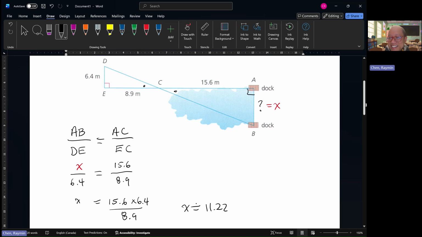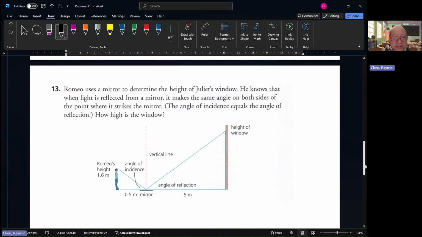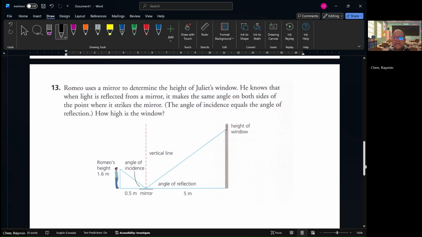Our next question is an interesting one. And again, feel free to pause the video. In this question, Romeo uses a mirror to determine the height of Juliet's window. He knows that when light is reflected from a mirror, it makes the same angle on both sides of the point where it strikes the mirror. The angle of incidence equals the angle of reflection. Some of you might have done this in science class. How high is the window?